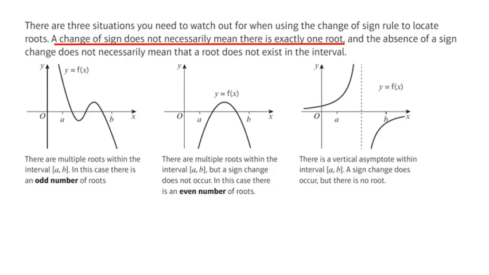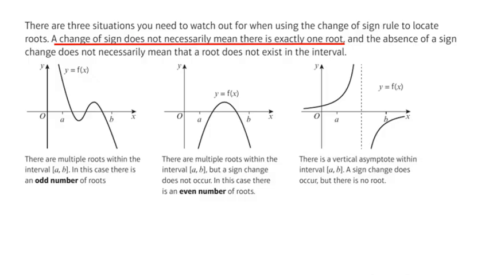Here's some more information that you'll find in your booklet. There are 3 situations which you need to watch out for when using the change of sign rule to locate roots. A change of sign does not necessarily mean that there's exactly one root. It could mean that there's exactly one root, but not necessarily. There will be one root if the graph is strictly increasing or strictly decreasing. But here are 3 situations that you need to watch out for.